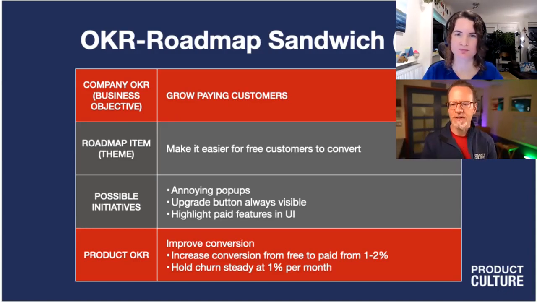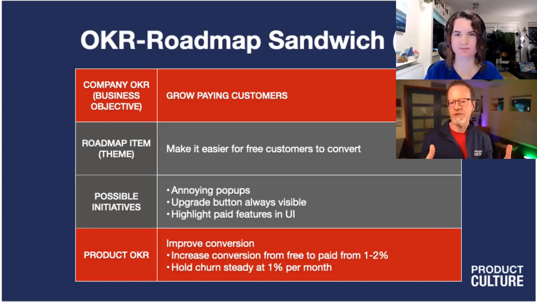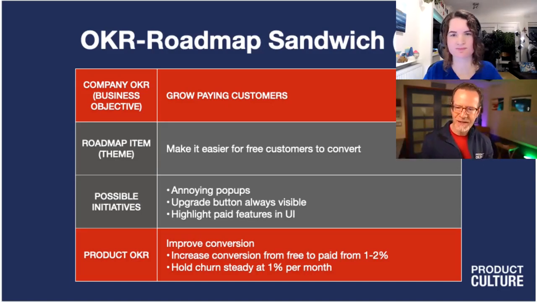In this example, people have a free version for a month and then we want to convert them to the paid version. Maybe a team owns just that part of the experience. And so there is a logical cascade of those OKRs. And this is at least one visualization of how they could interact with and inform the roadmap.